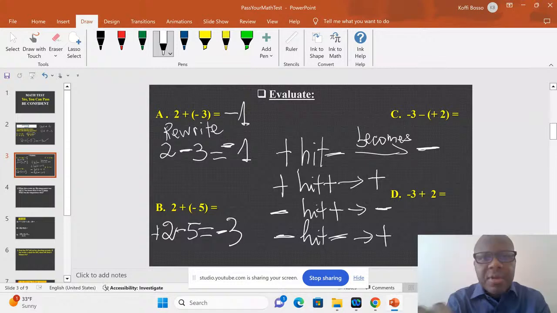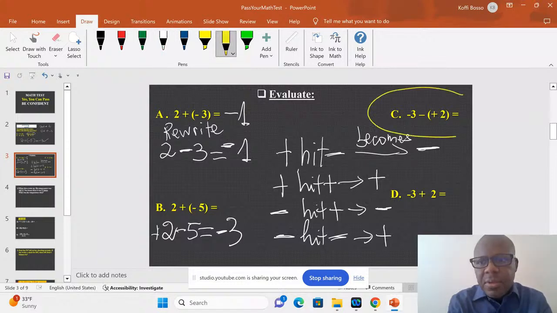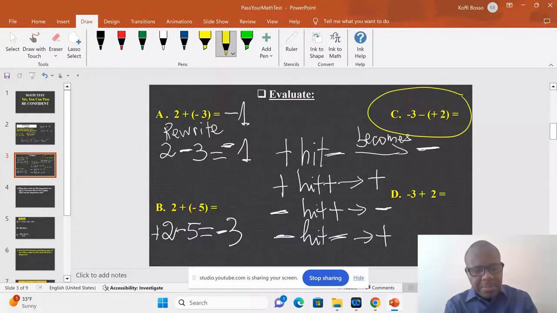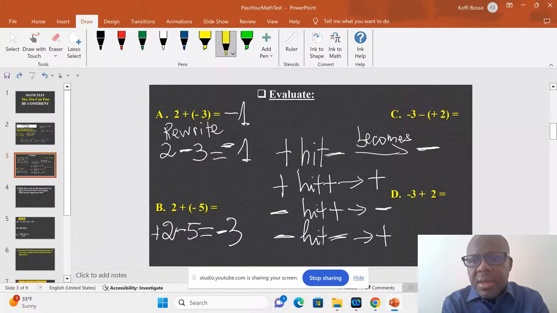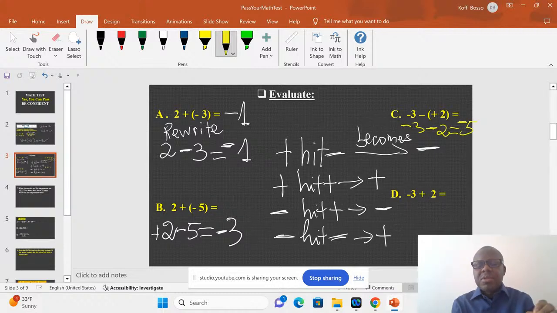Okay, other side, this side here, if I want to use the same process, so again, I take a negative 3. So the negative will hit the positive if I remove the open parentheses, and that will turn to negative. And I have this, and the answer will be negative 5.